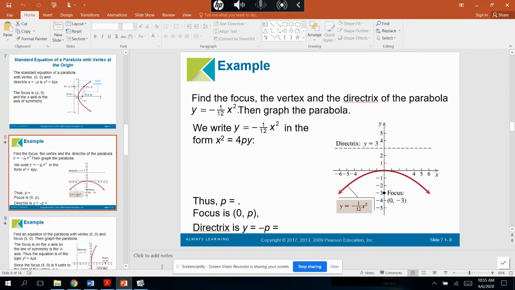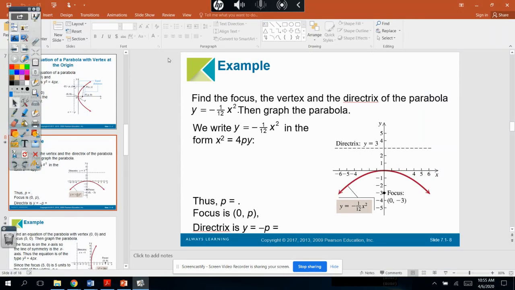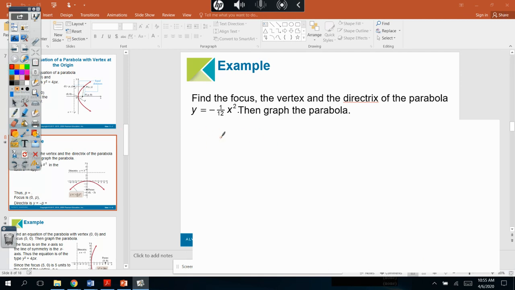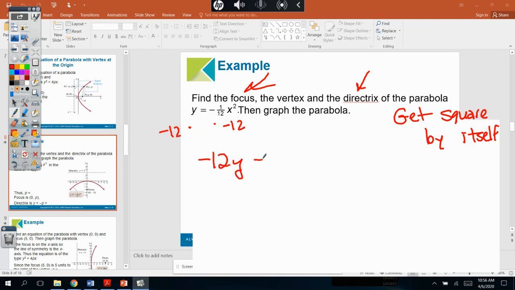I'm just going to give you an example here. Do not write this down because we are actually going to talk about this tomorrow, but this is just so you can see what we're talking about. So they're going to give me an equation. Now this looks normal. Yes, you could totally graph this like we used to, y equals in your calculator. But they want us to know what the focus and directrix are, and you cannot do that from your calculator. So we're going to get the square term by itself. I'm going to multiply both sides by -12, so I get -12y equals x squared.